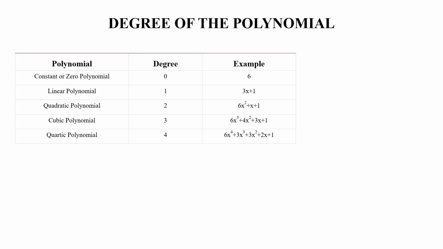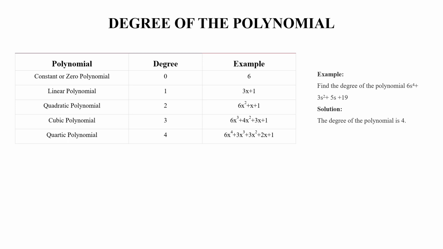Suppose the 3x cube is not here: 3x square plus 2x plus 1. Simple, this is the quadratic. And simply 2x plus 1 is the linear, and 1 is the zero polynomial. Simple, this is the quadratic polynomial. So let me take an example.